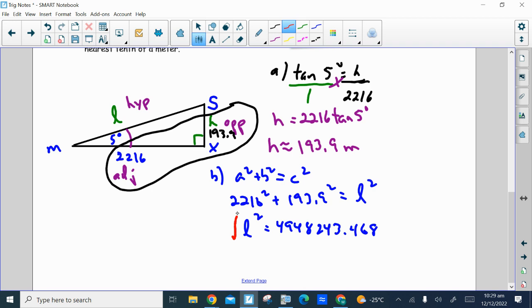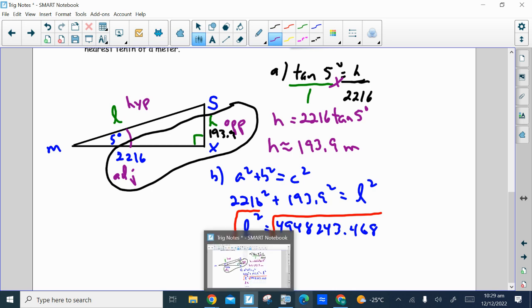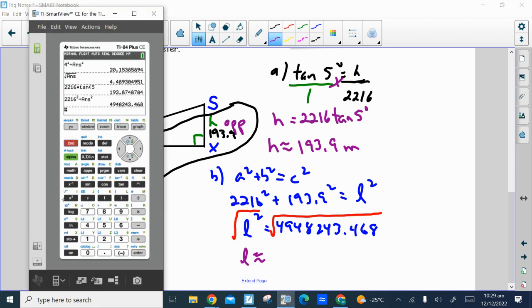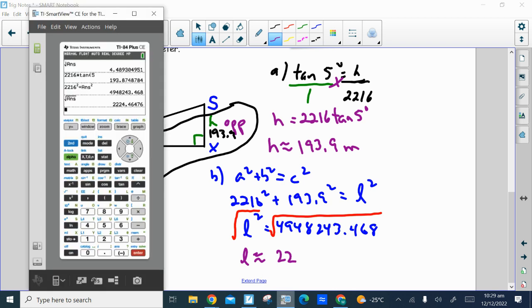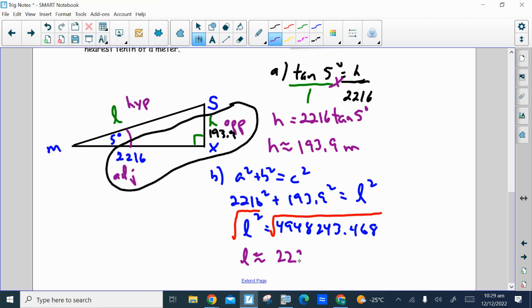So to find L, I take the square root of both sides. So the square root of that big number, 2,224.5 approximately. Oh, sorry, 2,224.5 meters is the approximate length of that road.